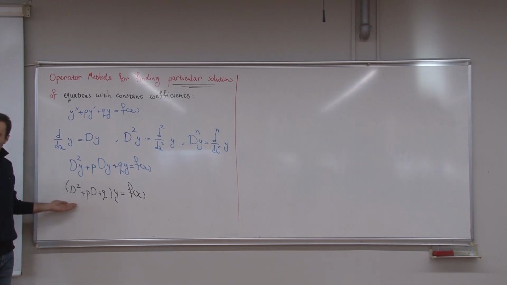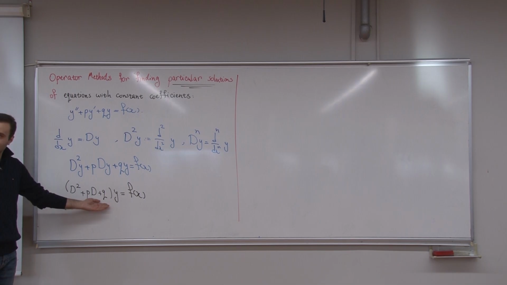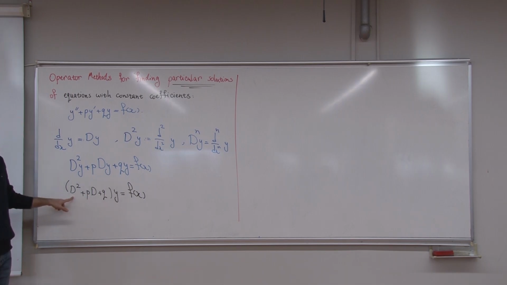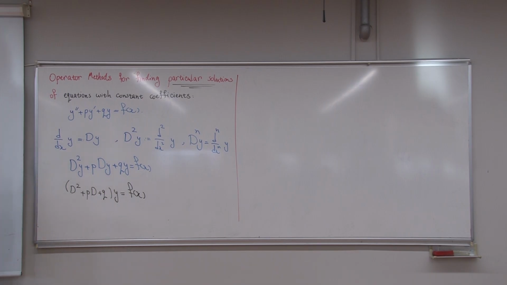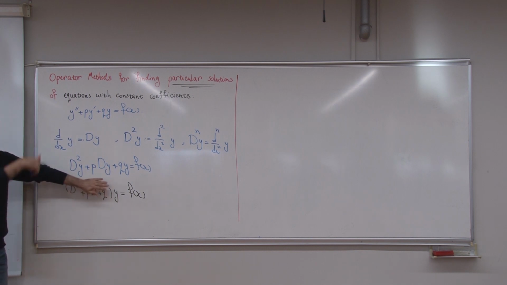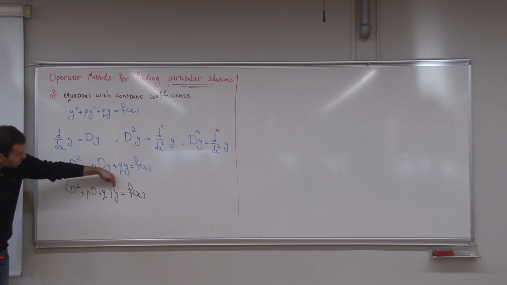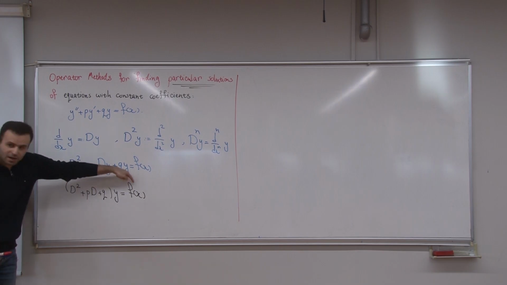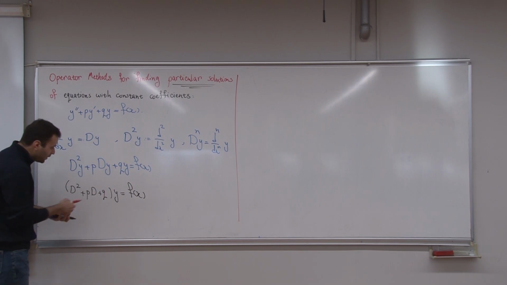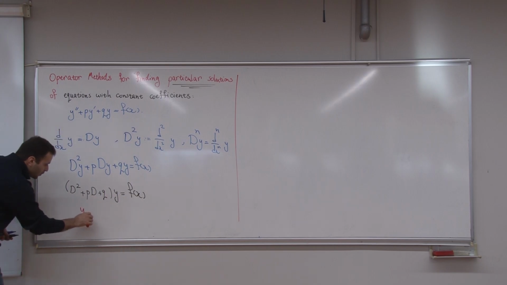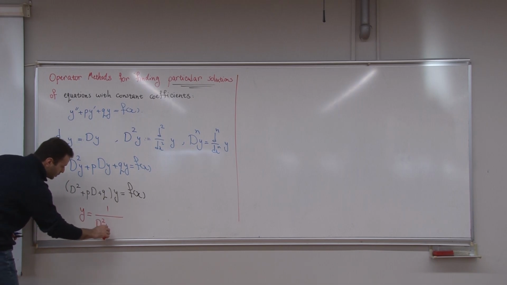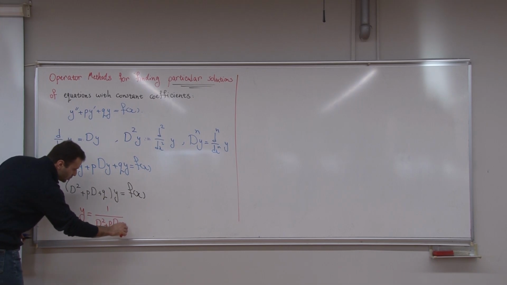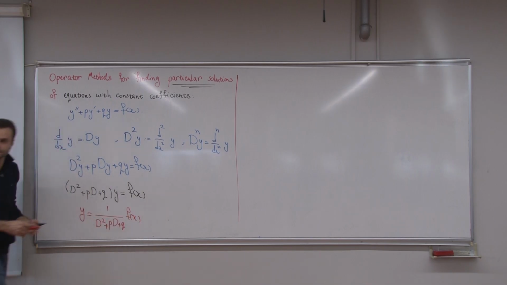So what is this? This is also a polynomial in the operator D, right? How can we give a meaning to this? Because if I can give a meaning to this, some derivative operator operated on y gives me f of x. Symbolically, if I want to find this y, what can I write? I can write this as 1 over D to the power of 2 plus pD plus q of f of x. Okay?